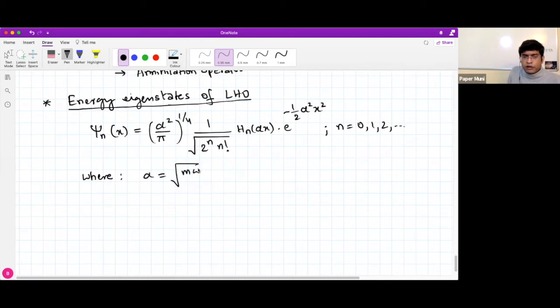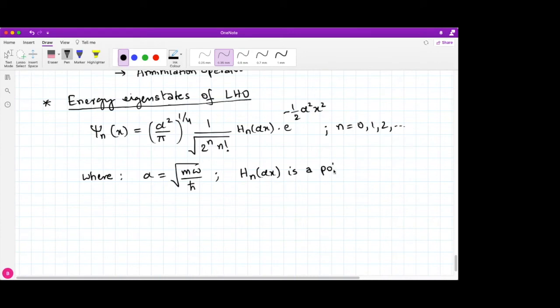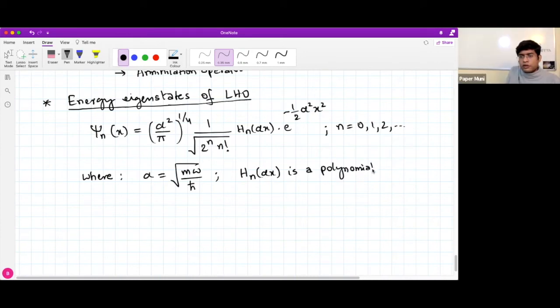So alpha is defined like this. This is the form. Don't get scared by the form, don't worry about it. You'll get the hang of it as we keep using it several times. Alpha is some constant, which is the square root of m omega by h cut. Now this Hn, can anybody tell me what Hn is? Harmonic polynomial. Yeah, Hn is a polynomial of alpha x with degree n.